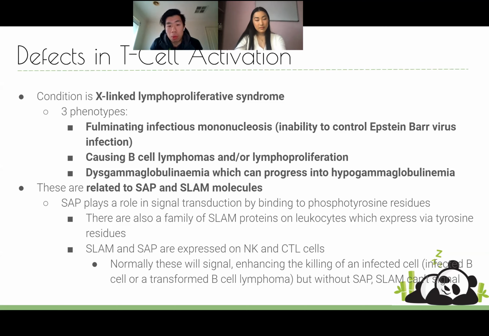You can get B-cell lymphomas or lymphoproliferation because of this, which is what we talked about before, and dysgammaglobulinemias, which is basically problems with how much of the immunoglobulins you produce, or less of them. This is related to SAP and SLAM molecules, which play a role in signal transduction, normally expressed on natural killer cells and T lymphocytes. Beyond that, you can have a read of it, but I don't think it's all that critical that you have an intimate understanding of those molecules.